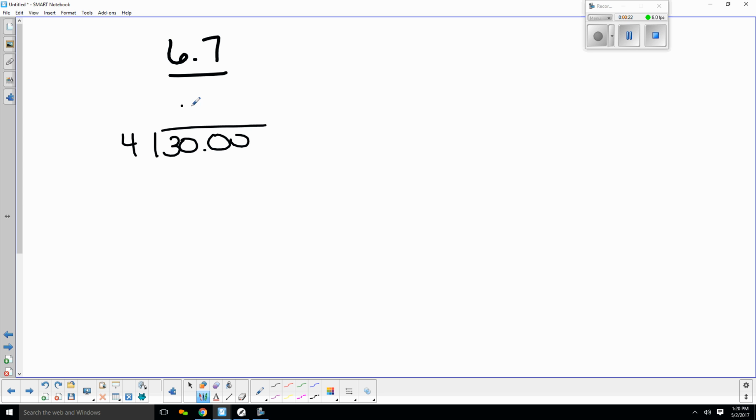4 will go into 7 once. 7 times 4 is 28. Subtract, we get 2. Bring your decimal straight up. Bring your next digit down. 4 will go into 25 times. 5 times 4 is 20. When you subtract, you get 0. Now, because I have another 0 here, I can just go ahead and bring the 0 up top because we know 4 cannot go into 0. Okay, so the price for Budget Buy was $7.50.